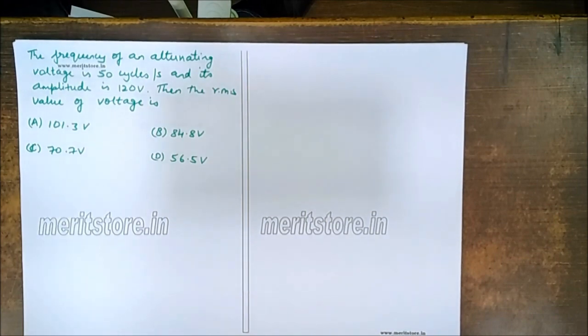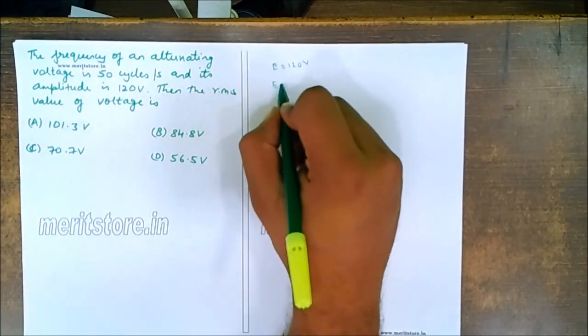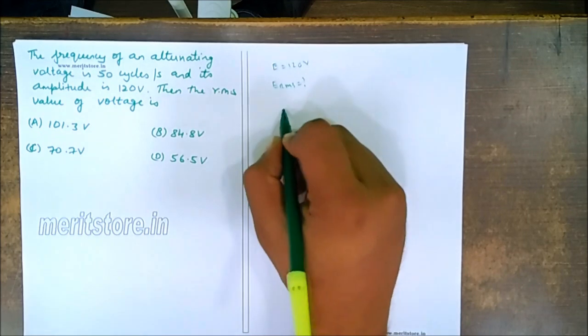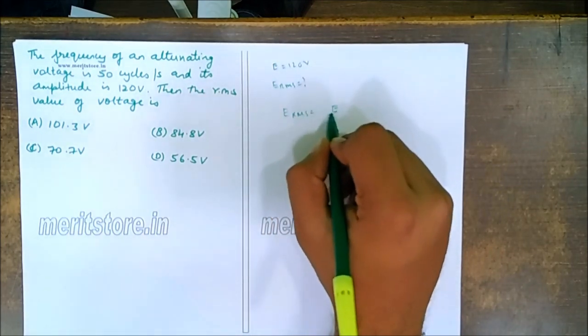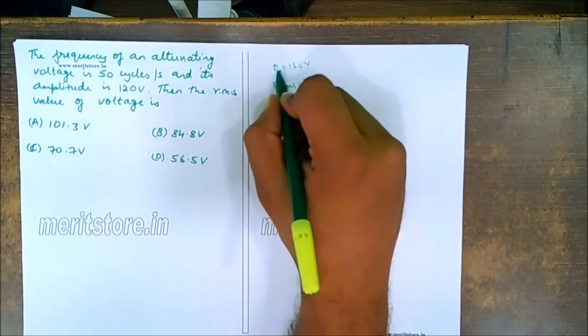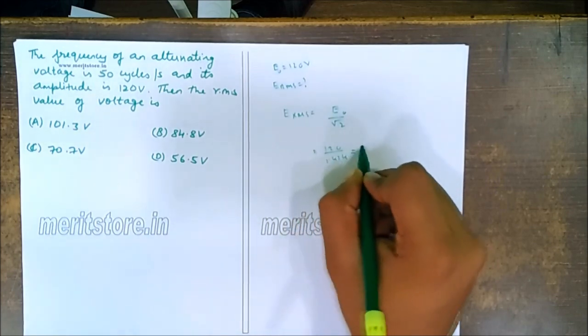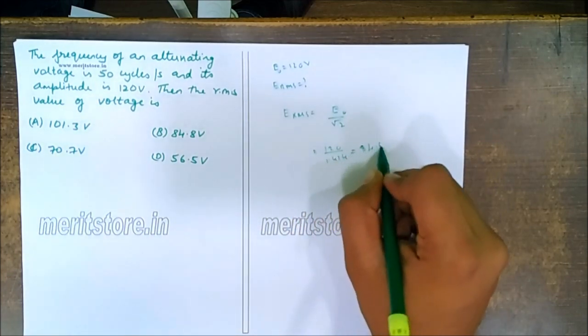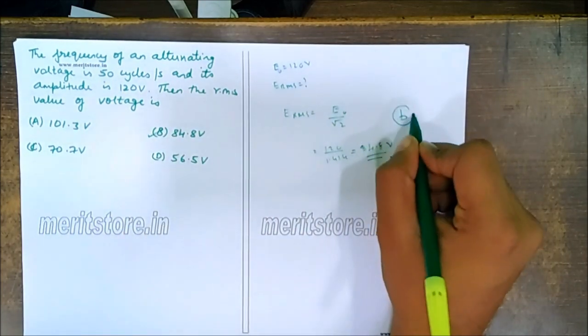The frequency of an alternating voltage is 50 cycles per second and its amplitude is 120 volts. Then the RMS value of voltage is, we have E0 as 120 volts and ERMS has been demanded. We can straight away use this formula: ERMS is equal to E naught upon root 2. So this is 120 upon 1.414, that is equal to 84.8 volts. Option B.